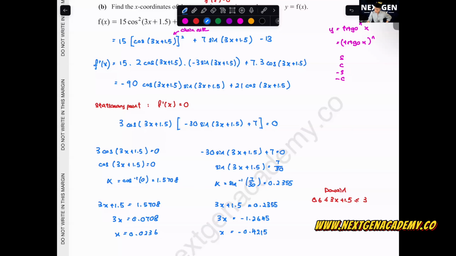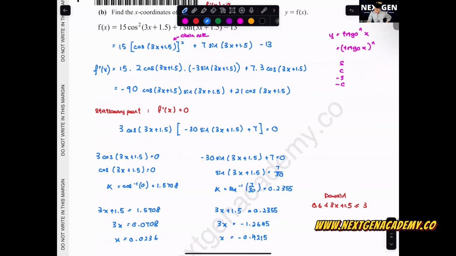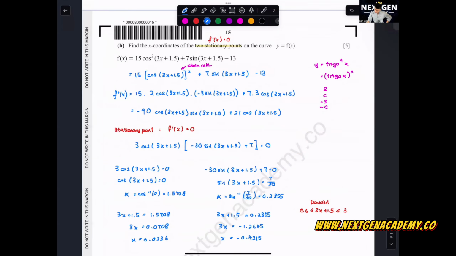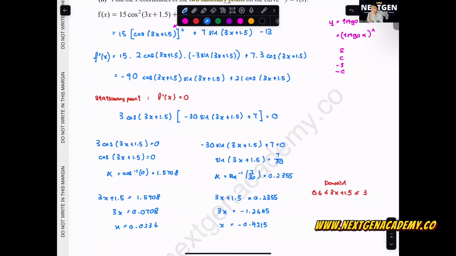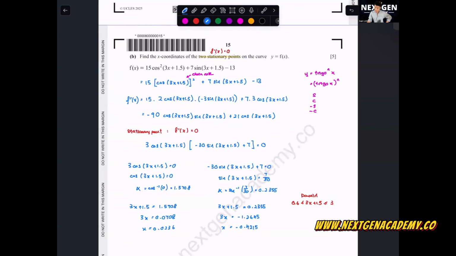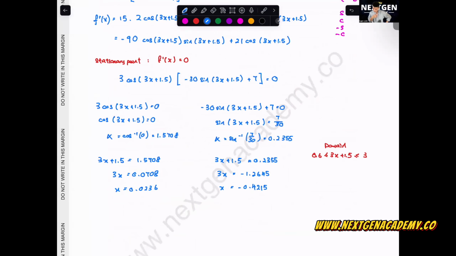Okay, let me just double check. Why is this answer wrong? X coordinates of the two stationary points. The mark scheme says x is 0.469. Did I do something wrong? Okay, anyone else got the answer here? 0.469. Let me just see your workings.